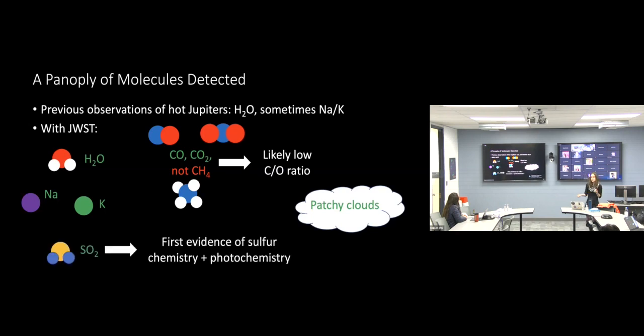And then finally, there was that detection of SO2, which is the first time we've detected sulfur chemistry on an exoplanet. And this is also the first time we've made a direct detection of photochemistry in an exoplanet's atmosphere.